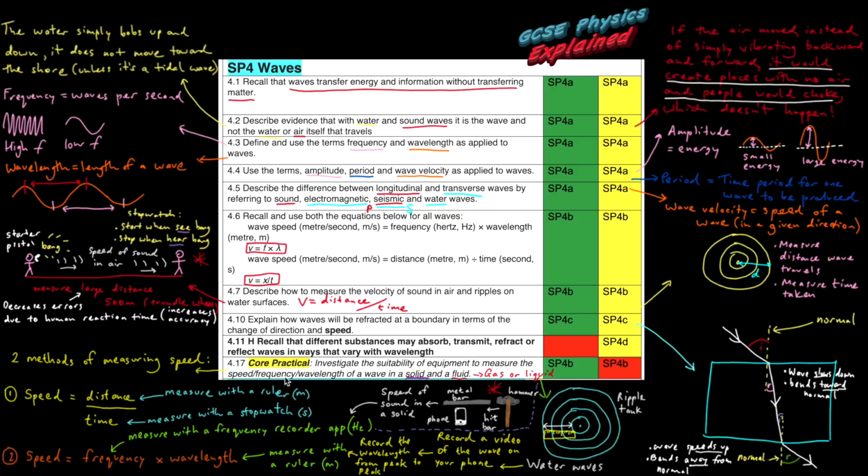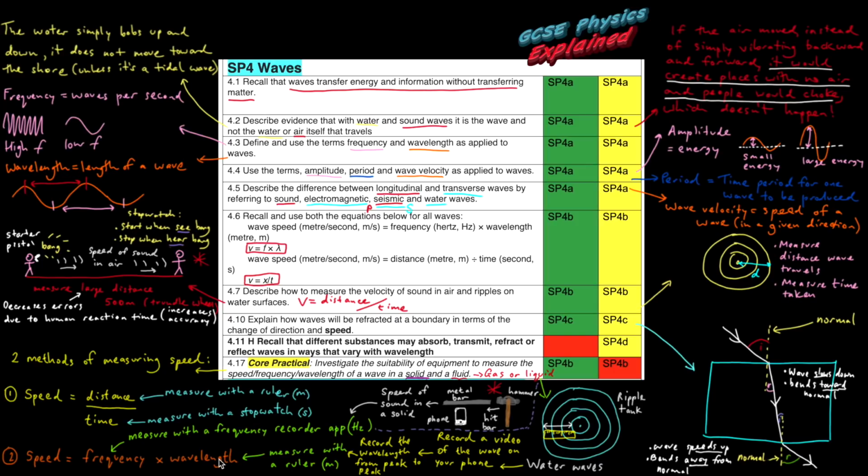If you want to get the speed, frequency and wavelength in a solid, what you would do is take a hammer and hit a metal bar with the hammer. Have your phone ready with a frequency recording app, and you'll get the frequency. And then to get the speed of the sound in a solid, you just take that frequency that was in the solid metal bar and multiply it by the wavelength.